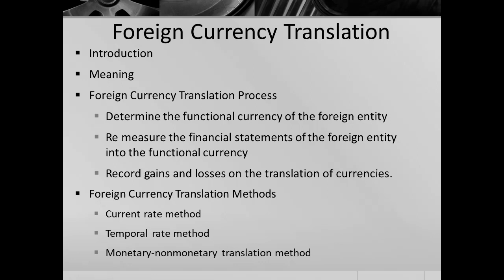So this method is used when the foreign operations are highly integrated with the parent company. The method translates monetary items such as cash and accounts receivable using the current exchange rate, and translates non-monetary assets and liabilities, including inventories and property, using the historical exchange rate. So these are the foreign currency translation methods.